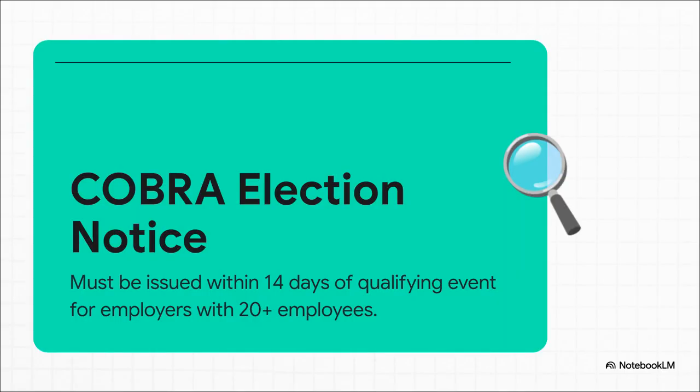Then there's COBRA. If you have 20 or more employees, you have exactly 14 days from the qualifying event to issue that COBRA election notice. Miss that 14-day window? The penalty is $110 per beneficiary per day, and it just quietly accumulates.